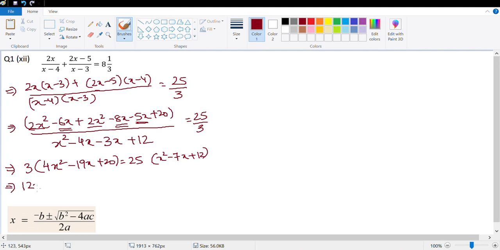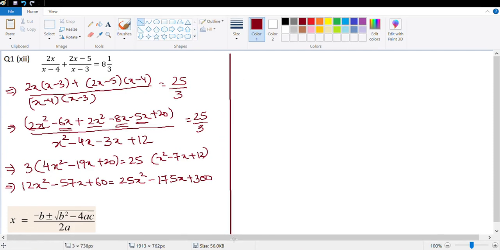So this is 3 into 4, 12x square, 3 into 19, 57x plus 3 into 20, that's 60, 25 into x square, that's 25x square, 25 into 7, that's negative 175x. 25 into 12, that's 25 into 10, 250 plus 50. So this is 300.